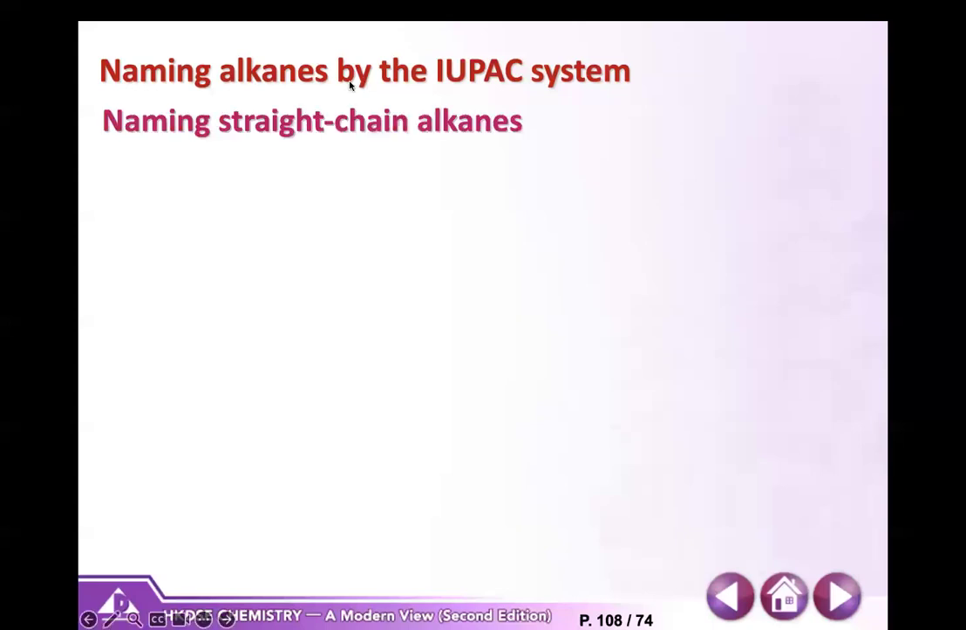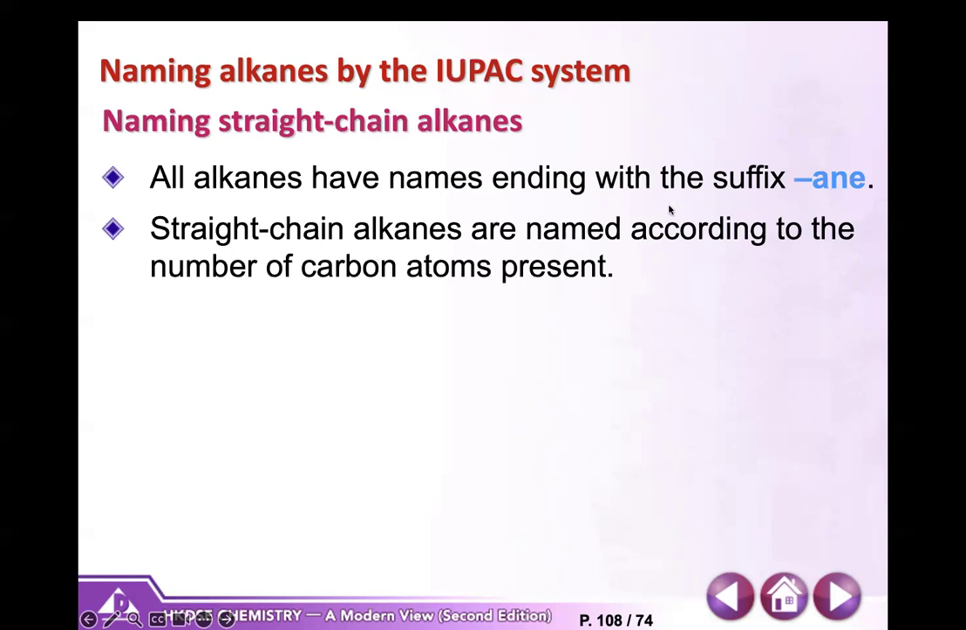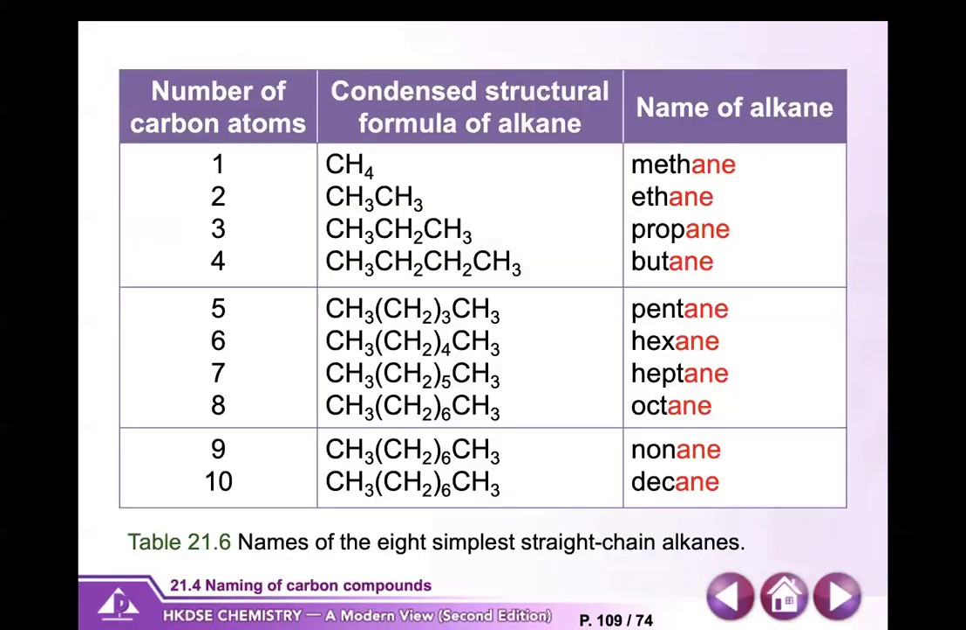For naming of alkanes by the IUPAC system, first of all, we just need to know how to name the straight chain alkanes. Now, we have a term called prefix and suffix. The suffix is the name ending part. So it should end with the letters A, N, E, because you are in the alkanes group. So the suffix, the ending part of the name, will be A, N, E. Straight chain alkanes are named according to the number of carbons.